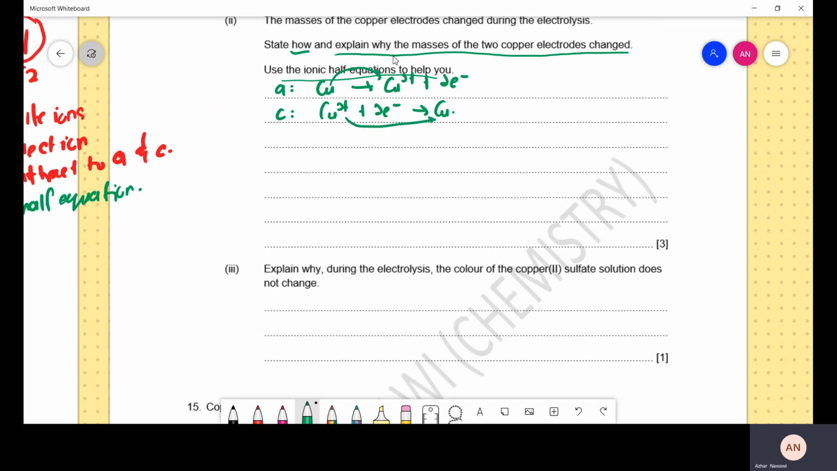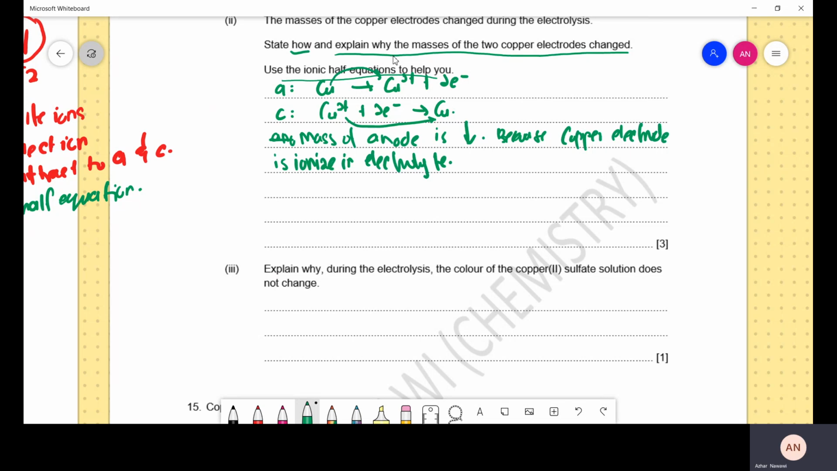Okay, so first you explain about the anode. What happened to the mass of the anode? Mass of the anode decreases. Why do they decrease? Because the copper electrode changes from solid to liquid, right? That's not the answer. That is for your understanding, but the correct term is: because the copper electrode is ionized. They ionize in the electrolyte. So that's why they become thinner.